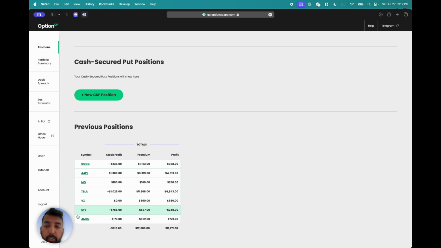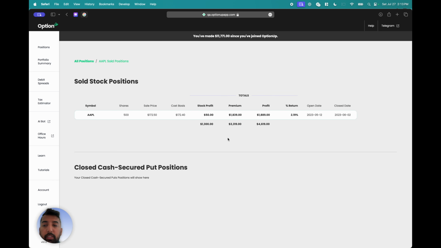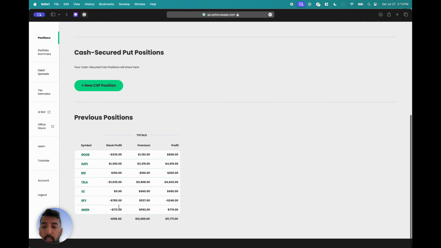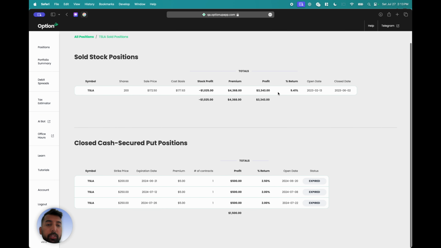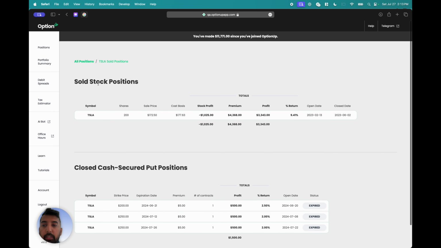So you can see between all of your stocks which one is performing the best, which ones you got the most premium out of, which ones you did not get too much appreciation out of. So you can really optimize your strategy that way. And then you can see historical, your different stock positions you have. You can see different cash secured put positions you have. Let's look at one that has both here. So you can get an aggregate view of how different plays have done.